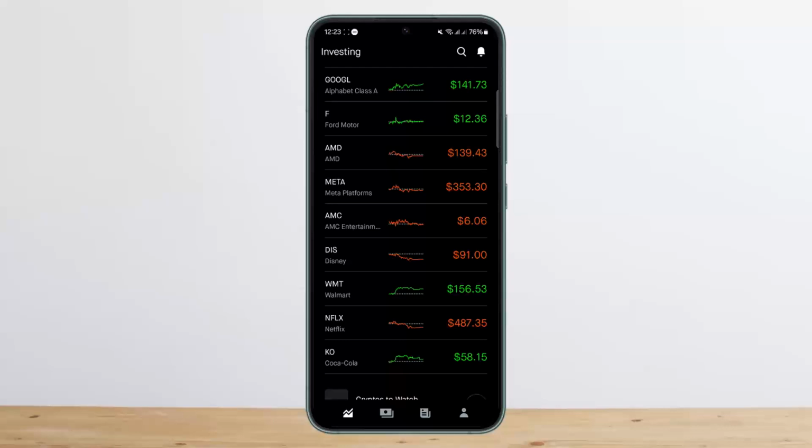If your account is flagged for PDT, you are required to have a portfolio value of at least $25,000 to continue day trading. Your portfolio value is the sum of your cash, stocks, and options, and doesn't include crypto positions.